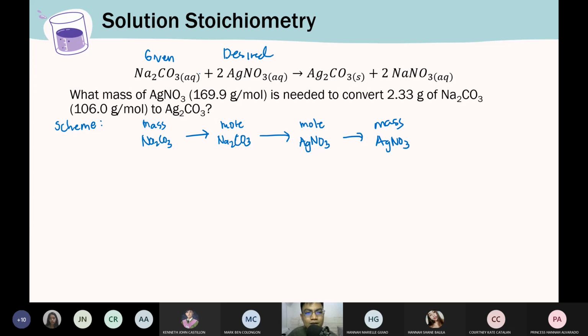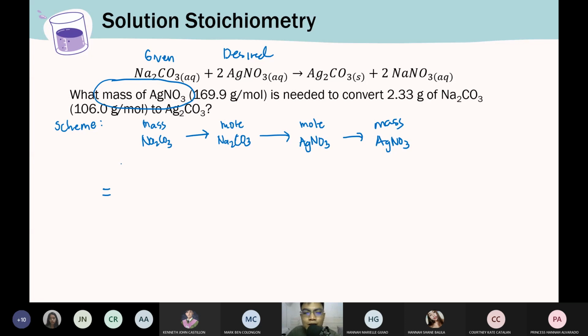Okay? So yan, by doing that, yung mass, ginawa nating mole. Yung mole ng sodium carbonate, ginawa nating mole of silver nitrate. And the mole of silver nitrate will be finally converted into mass of silver nitrate, which is needed by the problem. So that is the equation.